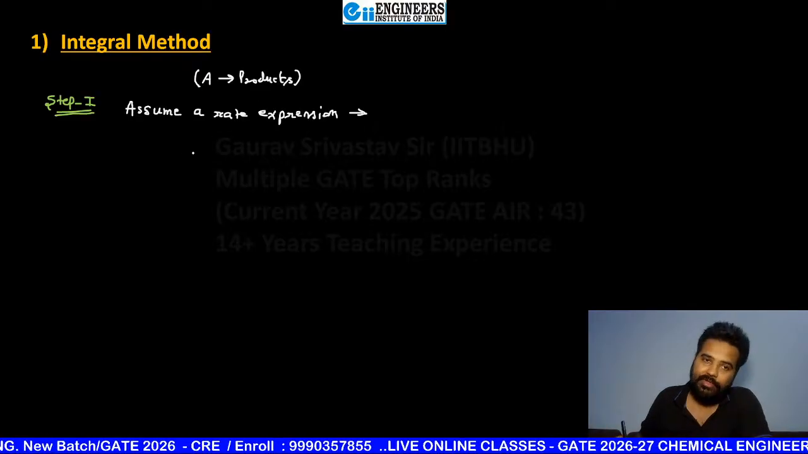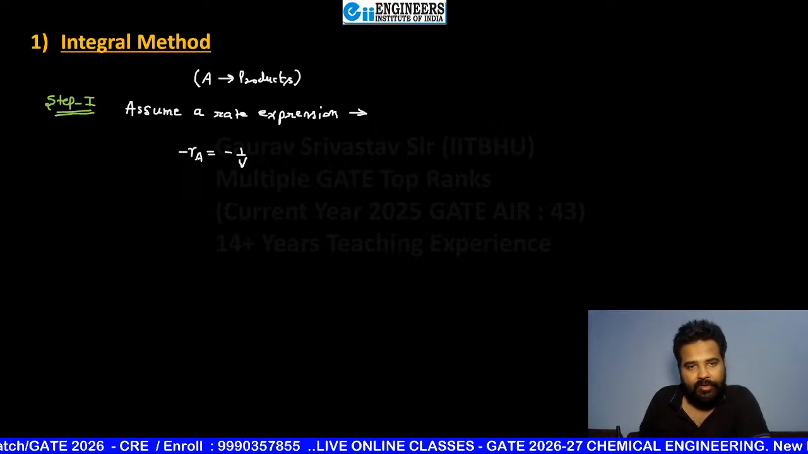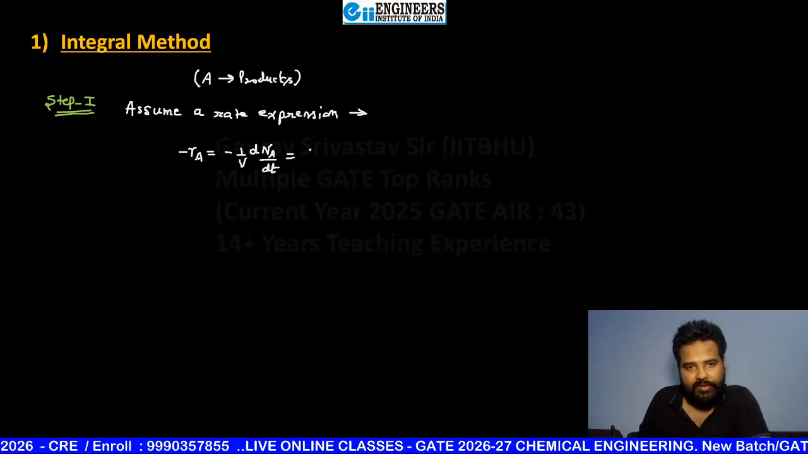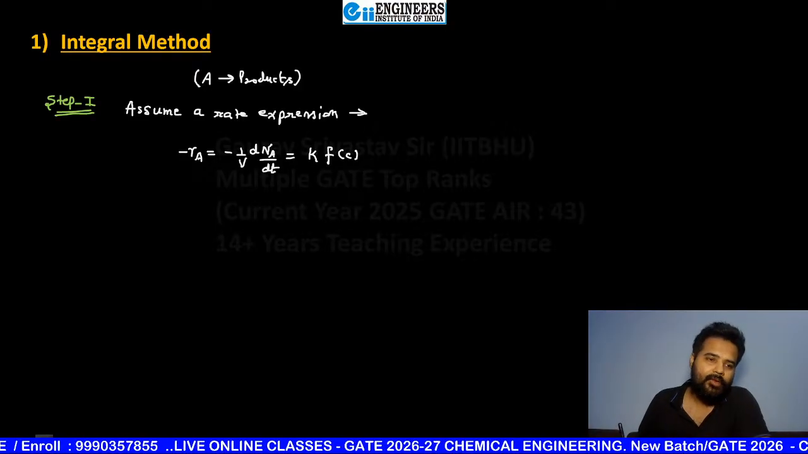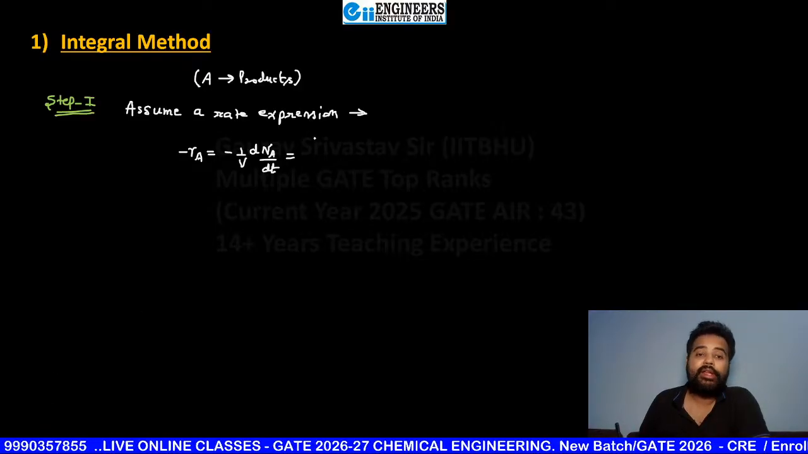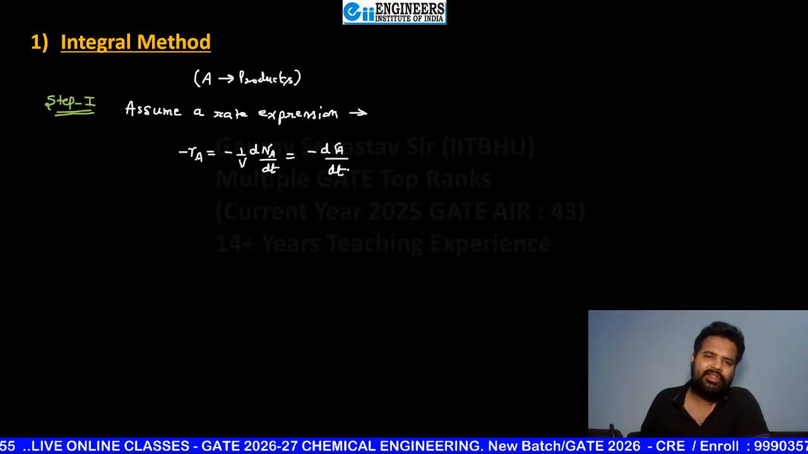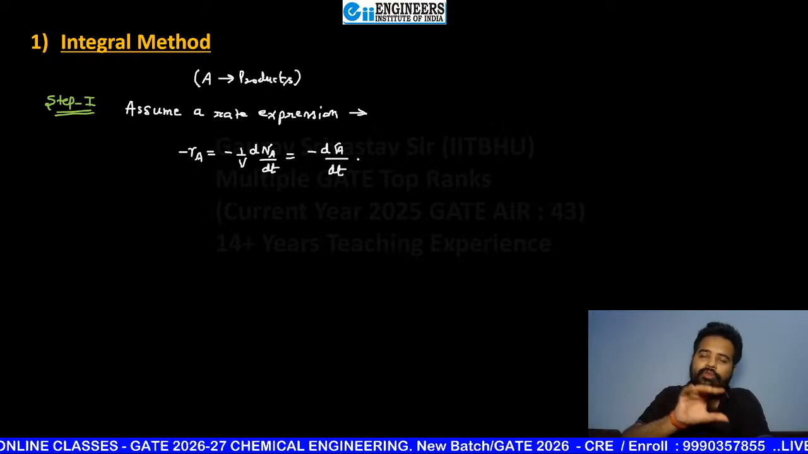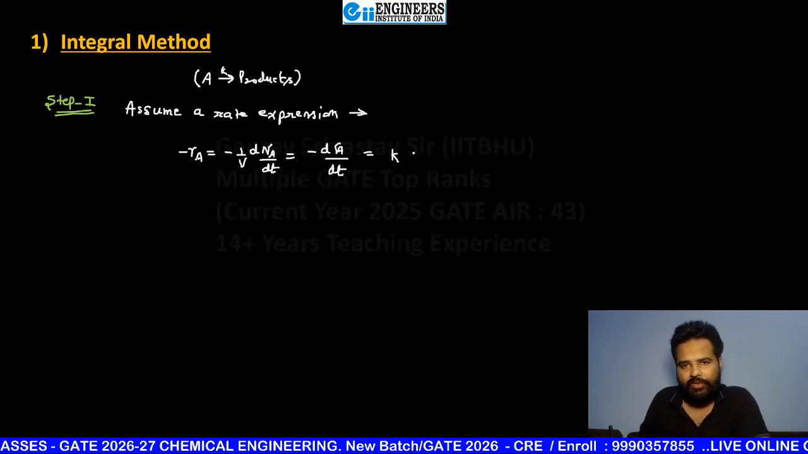Now you have to assume a rate expression, like r_A is equal to minus 1/V dN_A/dt, and that is written as k times a function of concentration. Or, moving forward, if the moles are decreasing here, you can also write dC_A/dt. If increasing, no need to worry, the steps remain the same; just the differential or integral equation that you form, the solution will be different. So this time you are assuming k into a function of concentration.